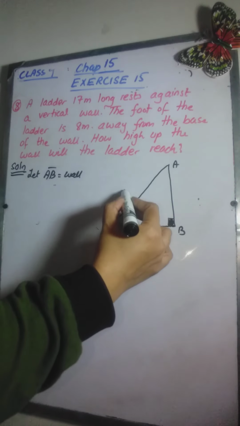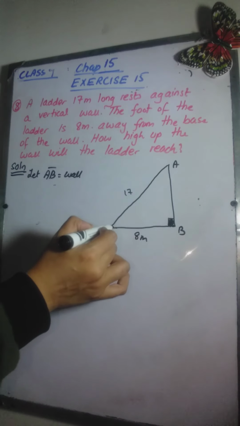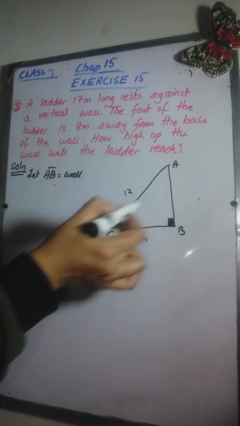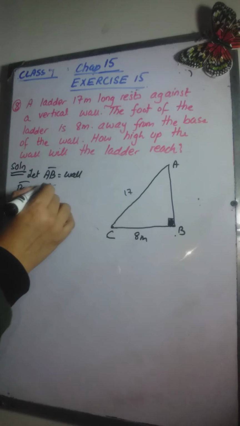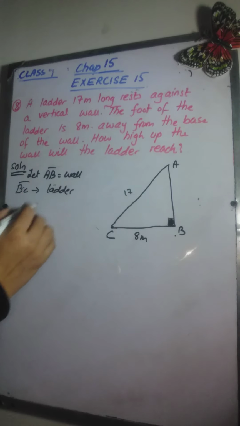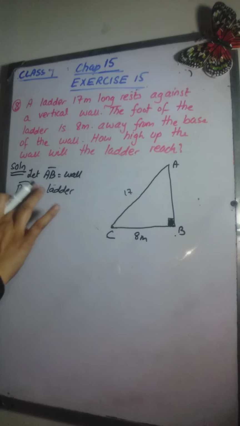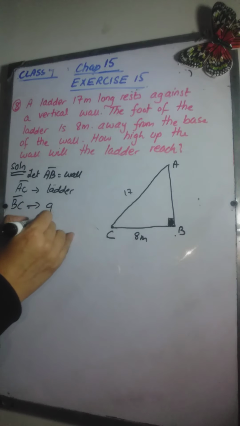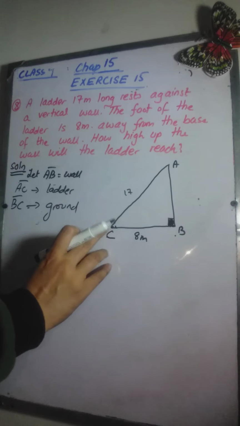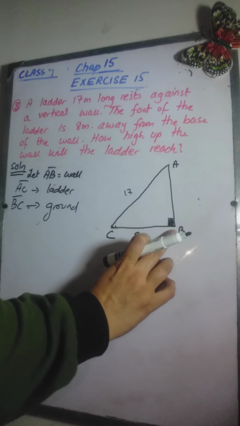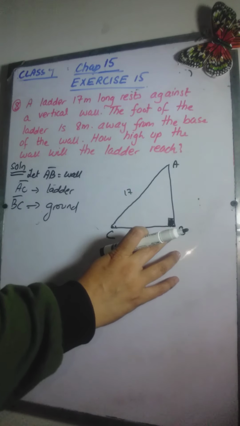Now 17 meters is the length of the ladder. So if this is the ladder and AB is the wall, BC is the ladder. Sorry, not BC, AC. AC is the ladder, BC is the ground. We are given the length of the ladder, and we are given the distance between the foot of the ladder and the base of the wall. This is the wall, B will be the base of the wall.